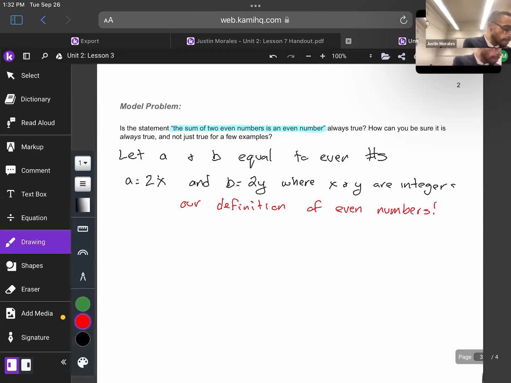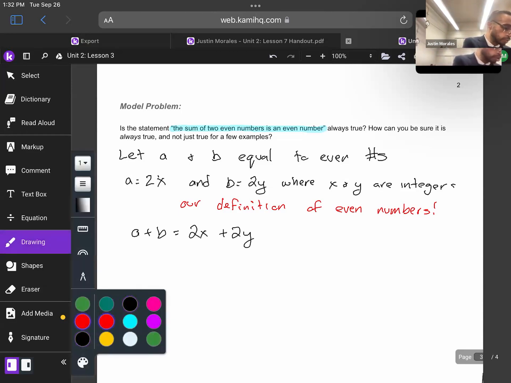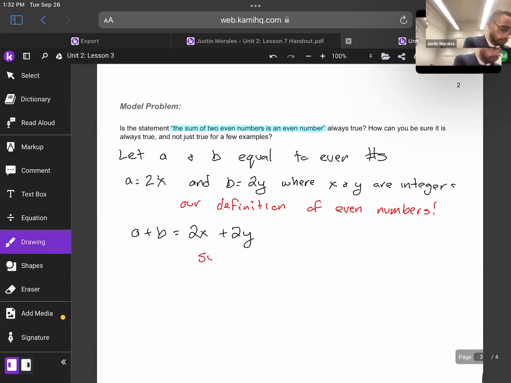So now we're going to go ahead and perform the act. Remember, this question is asking us to add the even numbers. So we're going to say A plus B is equal to 2X plus 2Y. And the reason why I'm able to do that is substitution. We said A was equal to 2X. We said B was equal to 2Y. So instead of just saying A plus B, I'm going to use the definition of even numbers in our sum instead. So instead, we're going to work with 2X plus 2Y.